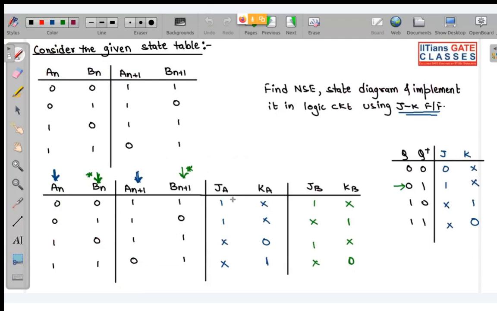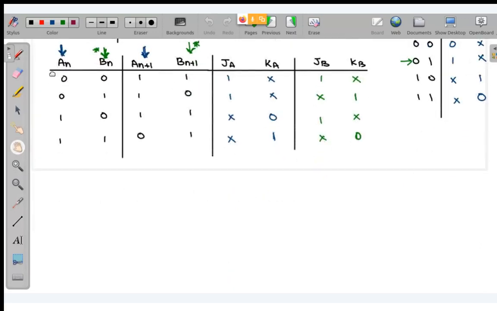Okay. So we have your JA, KA, JB, KB. Now, what we should do, let me do it over here. Let us write JA as a function of AN, BN, KA as a function of AN, BN. Similarly, JB and KB as a function of AN, BN. So you can see JA is equal to 1, 1, don't care, in 0, 0, 0, 1, 1, 0, 1, 1.